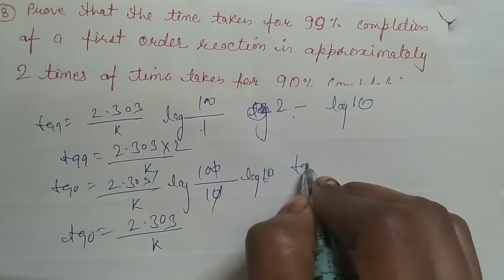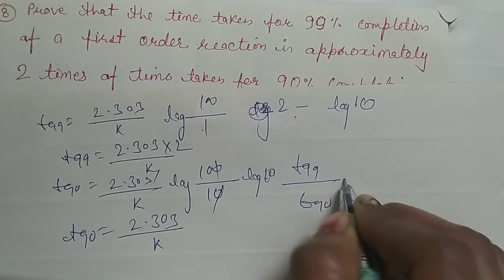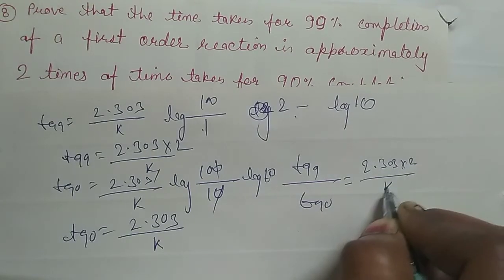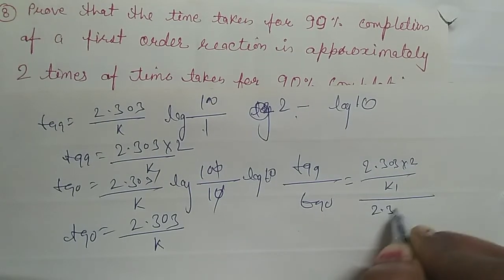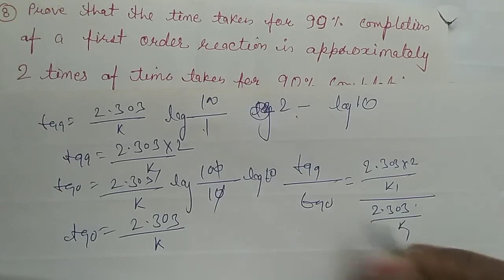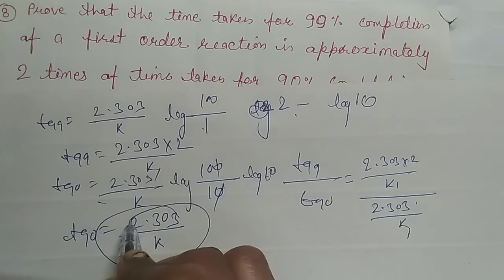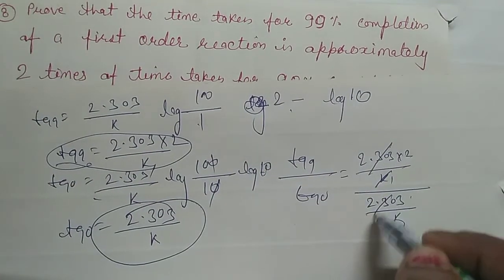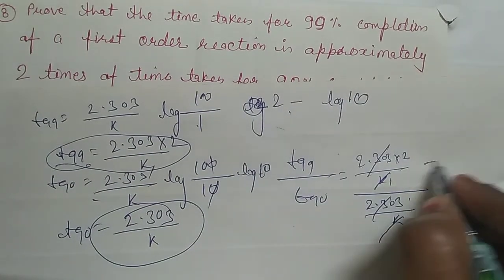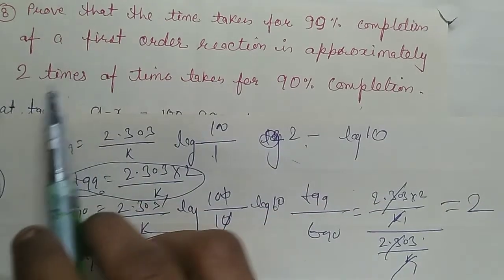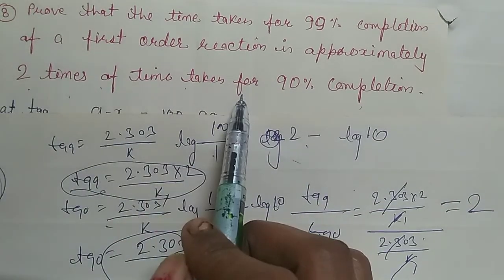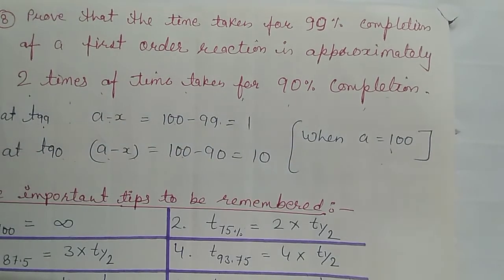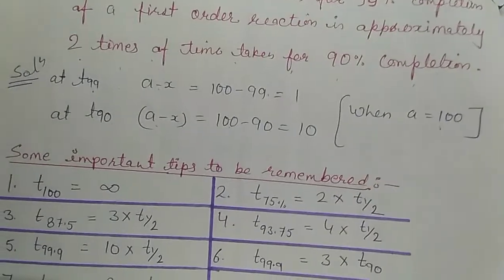So the ratio of T99 upon T90 will be equal to 2.303 into 2 upon K1 upon 2.303 upon K1. This is the value of T99 and this is the value of T90. These are cancelled, so it will be equal to 2. It is proved. It is 2 times the time taken by 90% completion. So in this way we can calculate many types of relations.